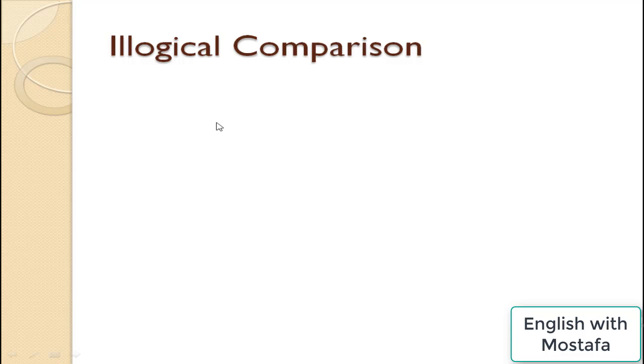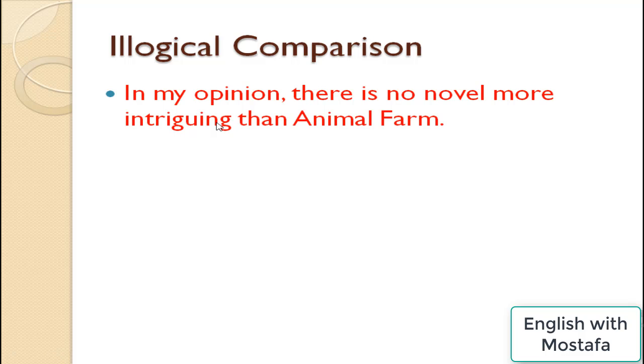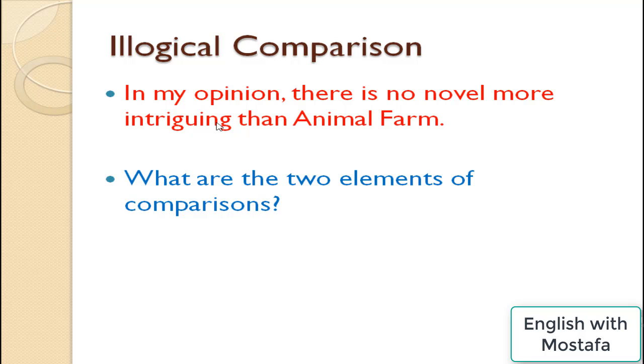Let's move on to talk about something that's called illogical comparisons. What is an illogical comparison? When you read this sentence, you'll understand it. In my opinion, there is no novel more intriguing than Animal Farm. Guys, I have to tell you something. Whenever you have a comparison, you have to ask yourself one question to spot the error. What's that question? Here it is. What are the two elements of comparison in the sentence? What are we actually comparing here?